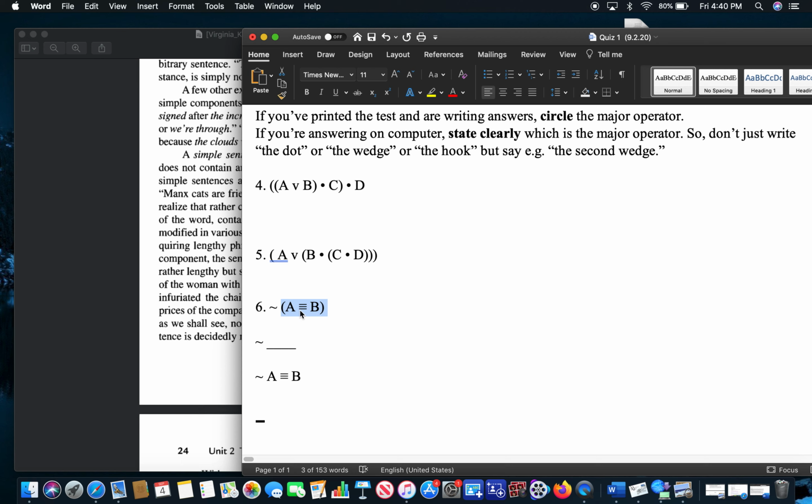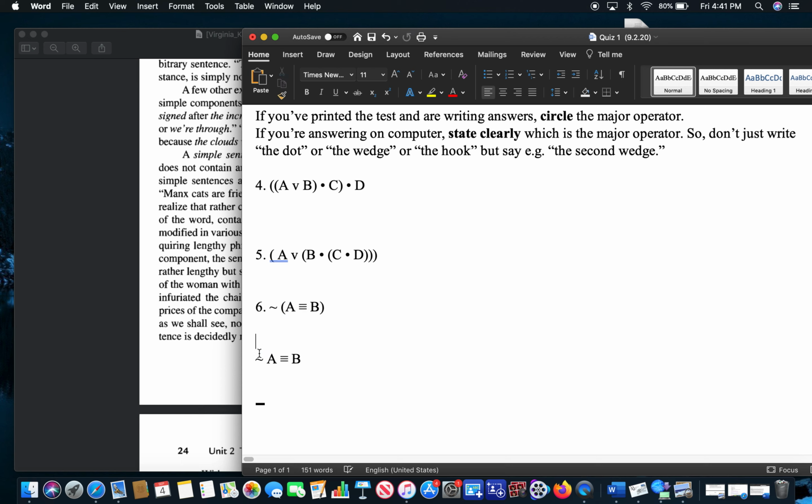That means that first I built the biconditional. I did A biconditional B, and then I negated that. So the last step in the order of construction of the formula is the negation. The negation is the major operator.